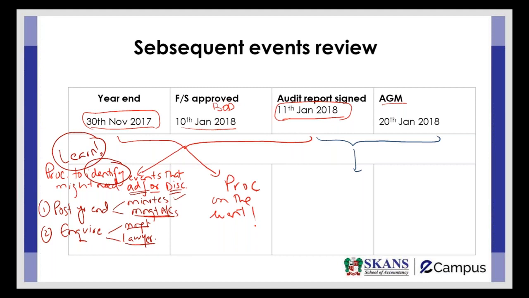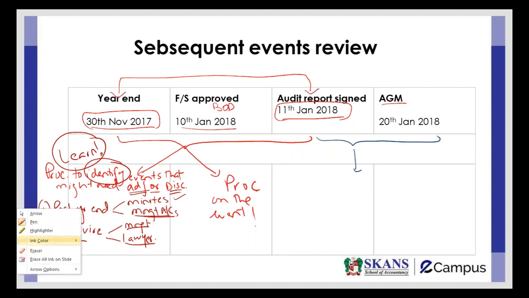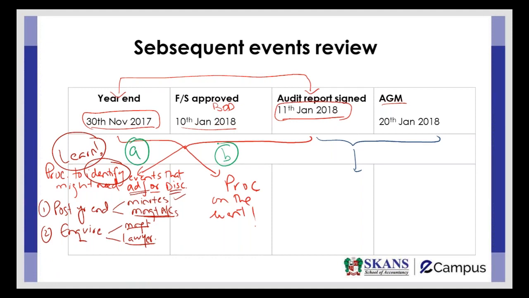So your auditing standards say that from the year end until the audit report is signed, you have to look for events that might require adjustment or disclosure. And once you are aware of events, you'll have to work on them. By work on them, again, I mean find out whether you need an adjustment or a disclosure, etc.